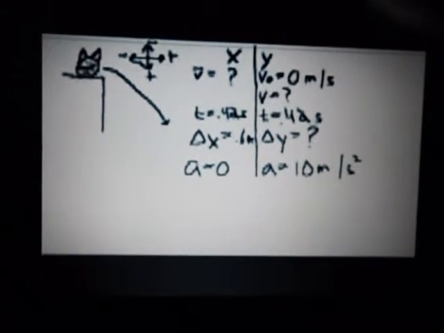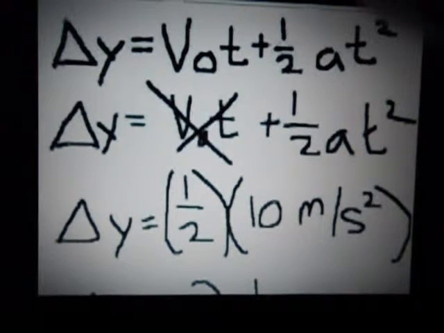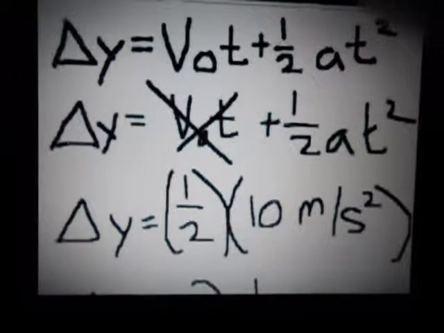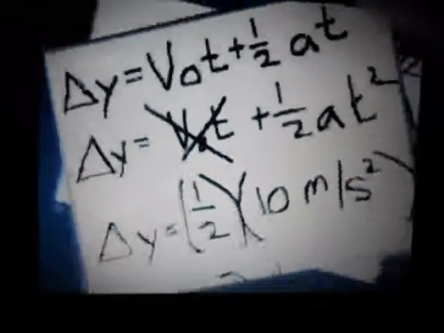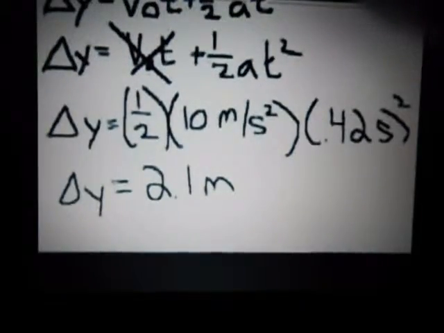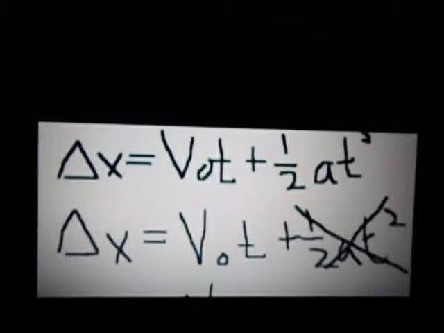First, it is possible to find her vertical displacement by using the formula delta y equals initial velocity times time plus 1/2 acceleration times time squared. Since the initial velocity on the y-axis is 0, the formula becomes delta y equals 1/2 acceleration times time squared. You then plug in the appropriate numbers. Acceleration is 10 meters per second squared due to gravity, and the time is 0.42 seconds. You solve to find delta y to equal 2.1 meters.